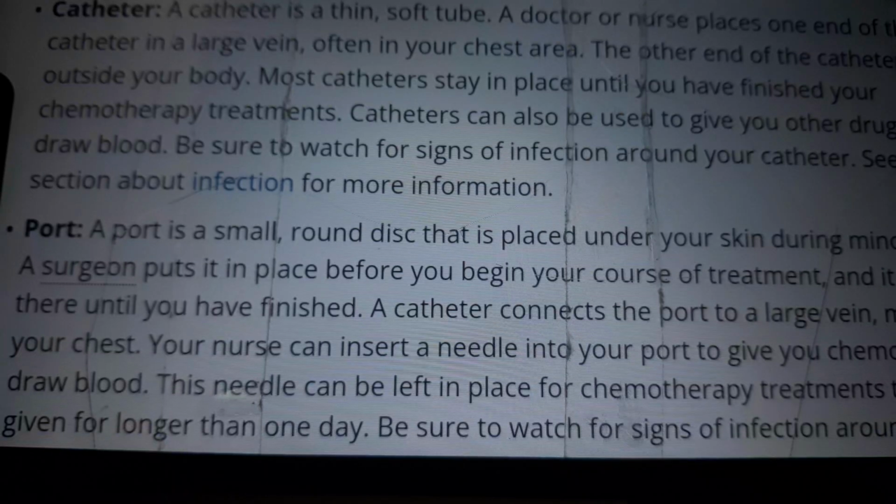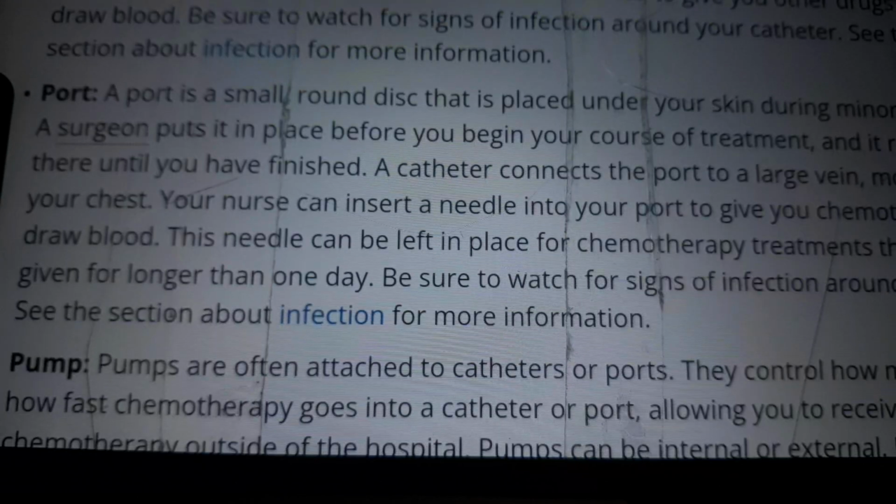You may use a catheter, which is a thin, soft tube. A doctor or nurse places one end of the catheter in a large vein, often in your chest area. The other end of the catheter stays outside your body. Most catheters stay in place until you have finished your chemotherapy treatment. Catheters can also be used to give you other drugs and to draw blood. Be sure to watch for signs of infection around your catheter. See the section about infection for more information.